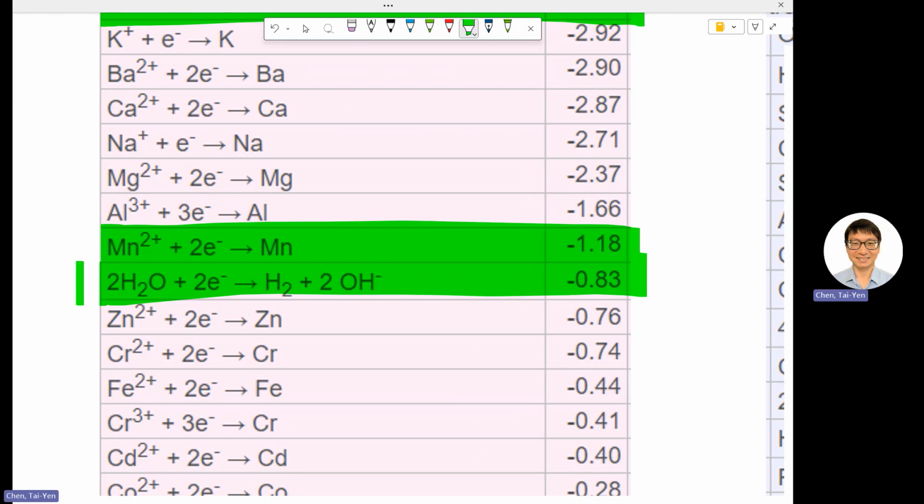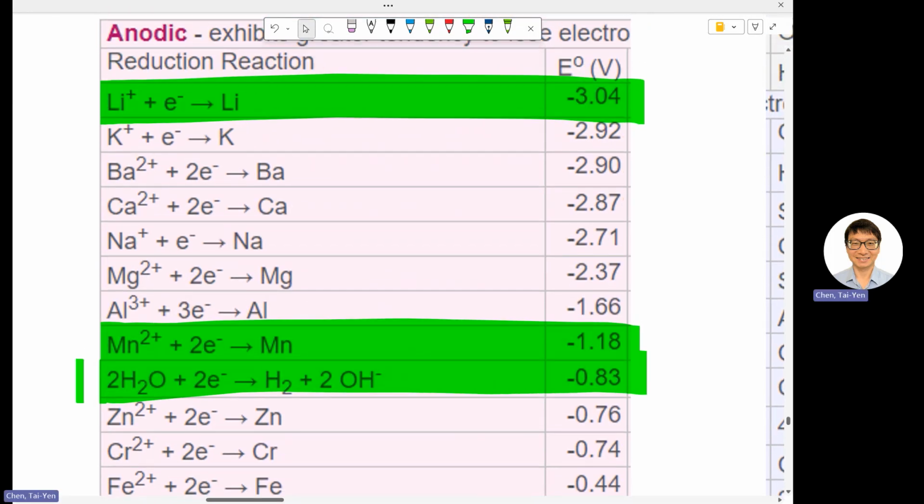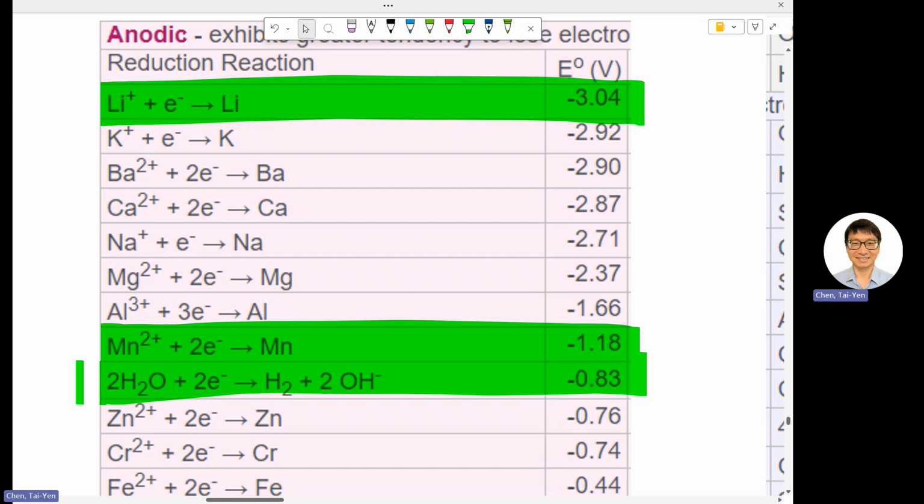Okay. So now let's say I have an aqueous solution that contains Li+, that contains Mn2+, that contains Mg2+, that contains Ca2+. What's the product that I should see on my cathode?